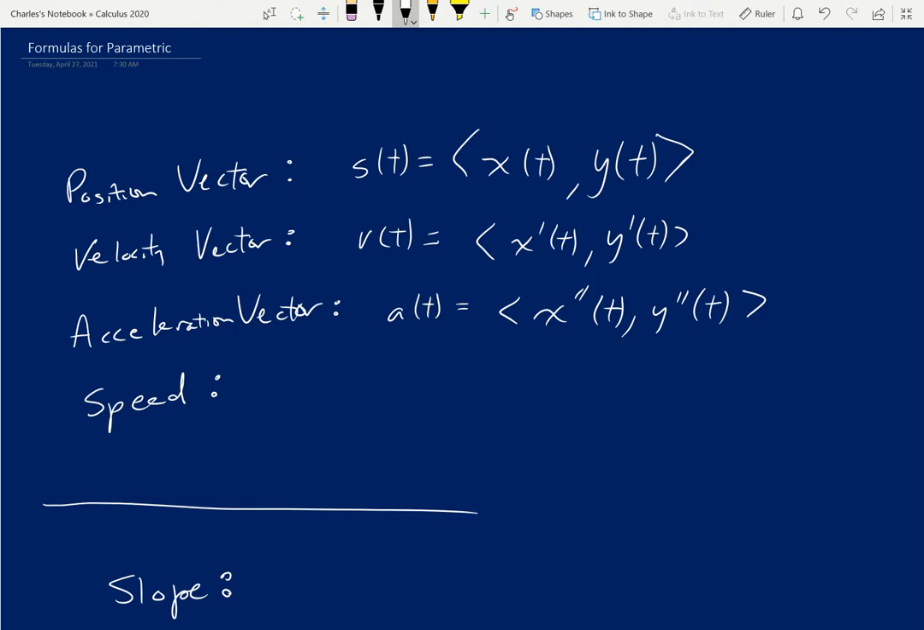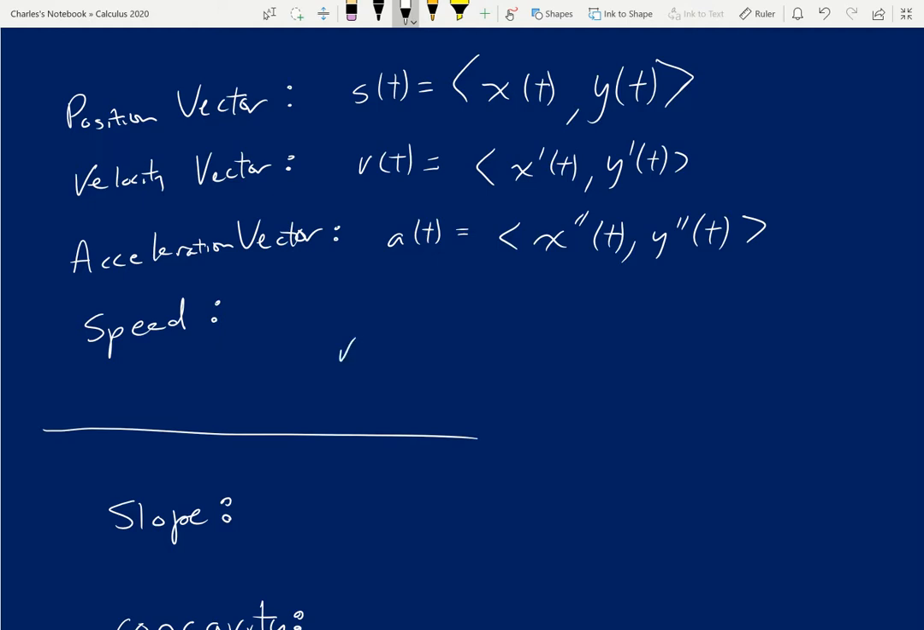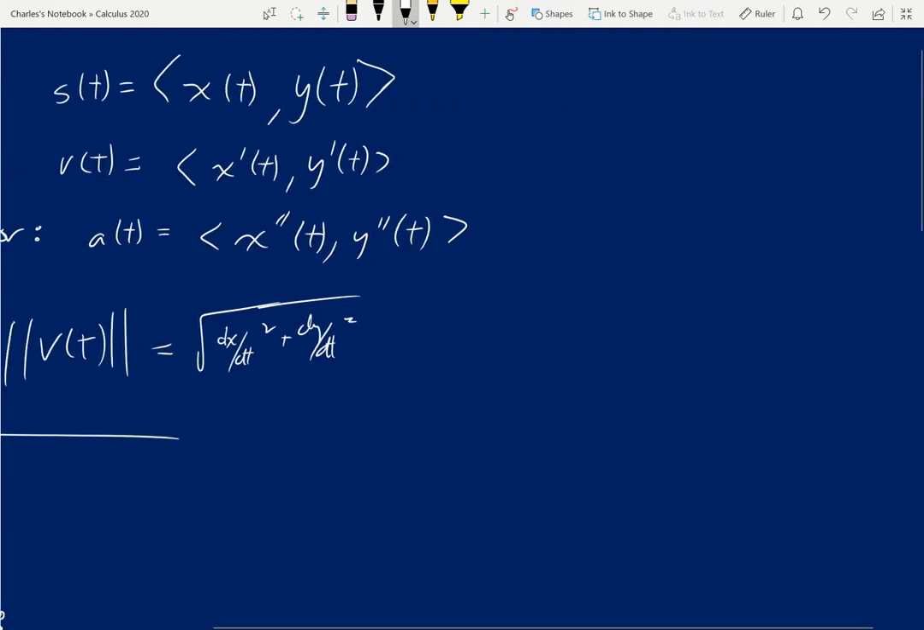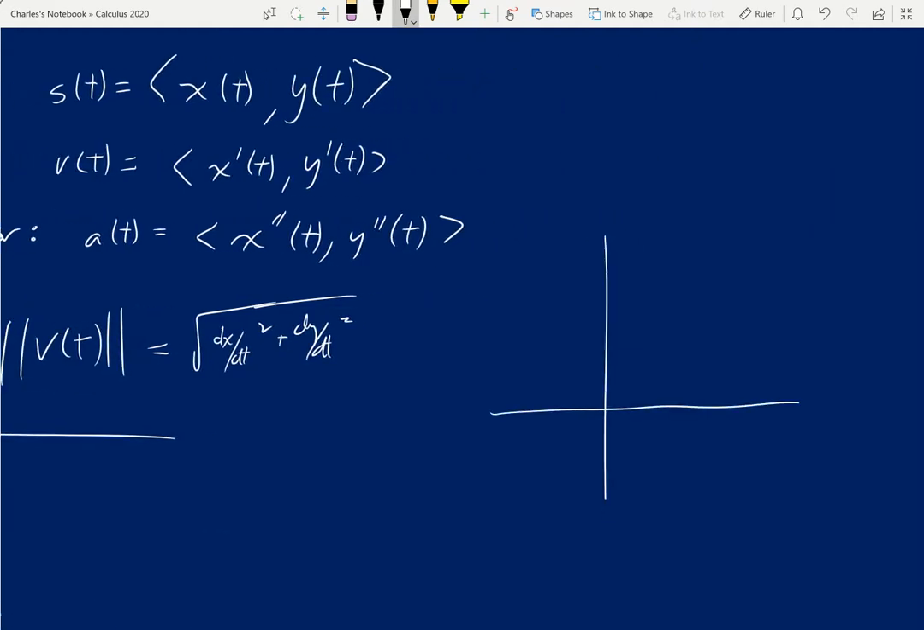Now, speed is a little bit different. Speed is the absolute value, or the magnitude, of velocity, which is going to be the square root of dx dt squared plus dy dt squared. And if you think of what that is, like if I have some function, let's say this is x and this is y, and it's defined as a function of t.